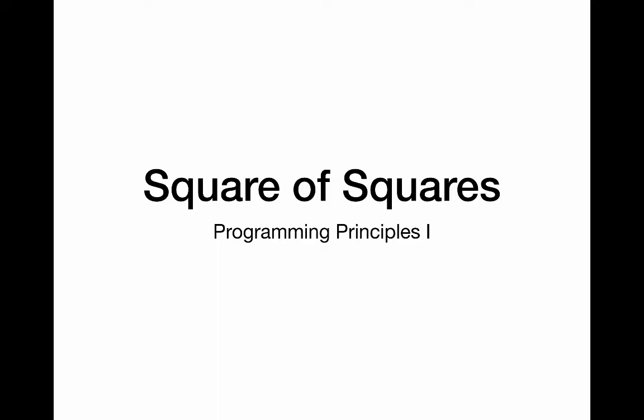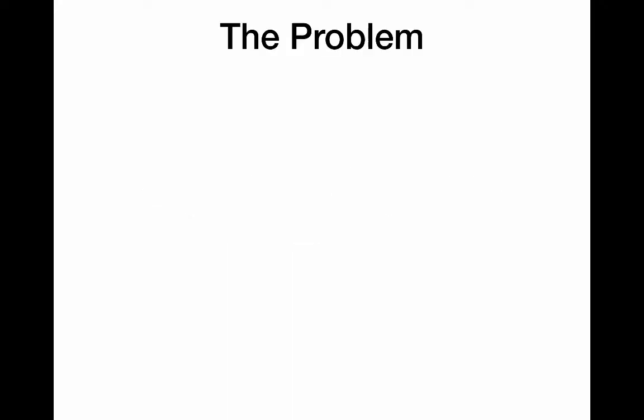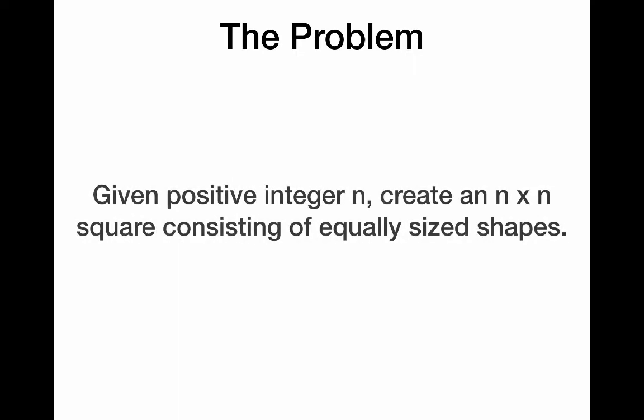Today we're going to go over a classic programming problem, which I call the square of squares. It's a problem in which we print an image on a screen. All right, well here's the problem specification. Given a positive integer n, create an n by n square consisting of equally sized shapes. The shapes in our case are going to be squares themselves.